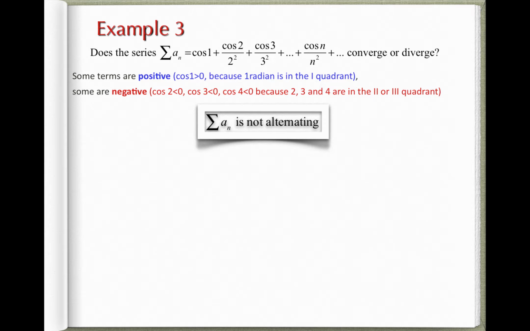Well, one of the keys to understanding a series like this that's not alternating, that still has positive and negative terms, is to study the concept of something known as absolute convergence.